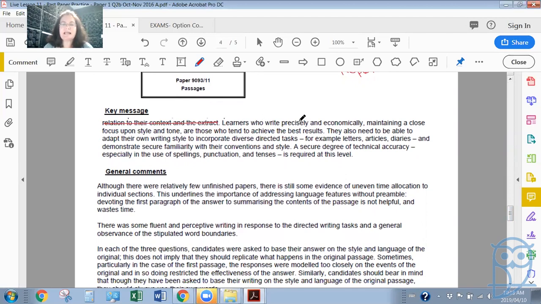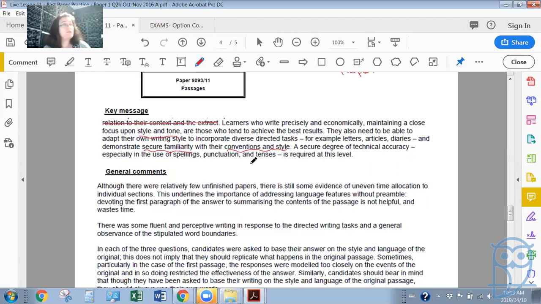"Learners who write precisely and economically, maintaining a close focus upon style and tone, are those who tend to achieve the best results. They also need to be able to adapt their own writing style to incorporate diverse directed tasks, for example, letters, articles, diaries, and demonstrate secure familiarity with their conventions and style." So we just looked at a blog. What are the conventions of a blog?